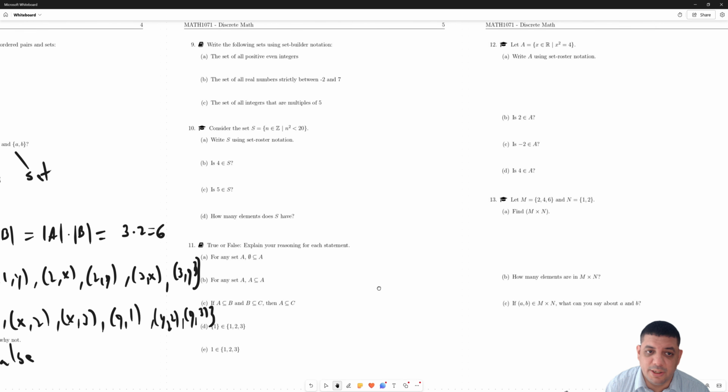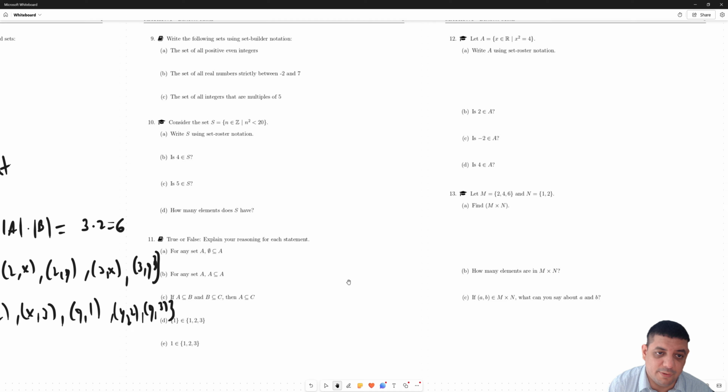Now, question number 9. For question number 9, we have: write the following sets using set-builder notation. The set of all the positive even integers. So we're going to take elements x that belong to the integers, so that x is 2n for n that is also in the integers. So this is giving me all the evens. All the evens are 2 times something.